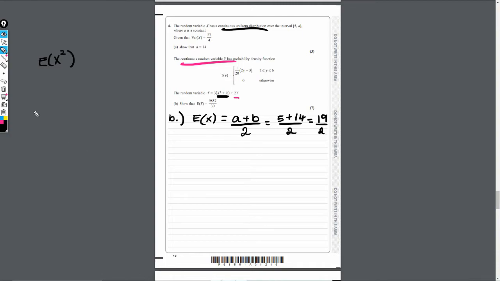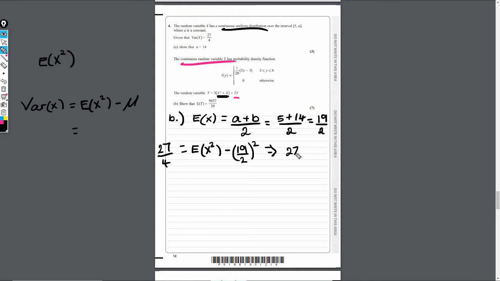So the variance formula, var of x, is equal to e of x squared minus mu, or e of x, all squared. So doing that now, e of x squared, well, we know the variance is 27 over 4, so 27 over 4 is equal to e of x squared minus 19 over 2 squared. Plug this on your calculator now.